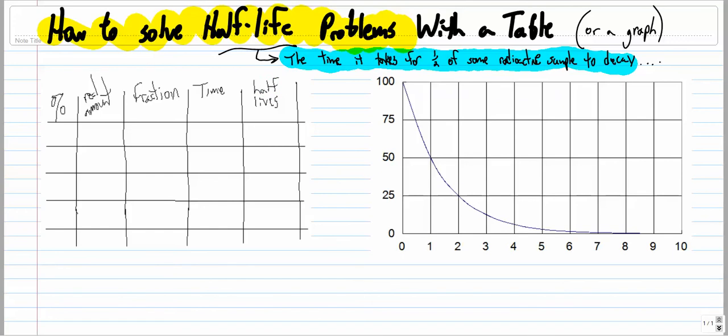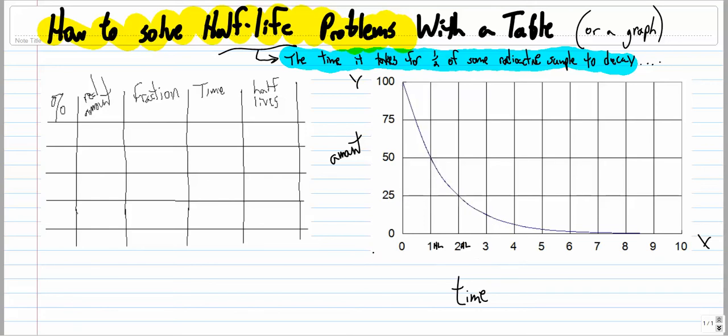So let's start with the graph. The graph, we've got our x and y axes here. On the x-axis, this one is going to have time. Okay, the y-axis is going to have amount. Whoever I stole this image from, I changed it a little bit, but they had this marked out in half-lives. So 1 half-life, 2 half-lives, and so on all the way across. And you can see that as the half-lives go by, the amount of the substance becomes less and less.